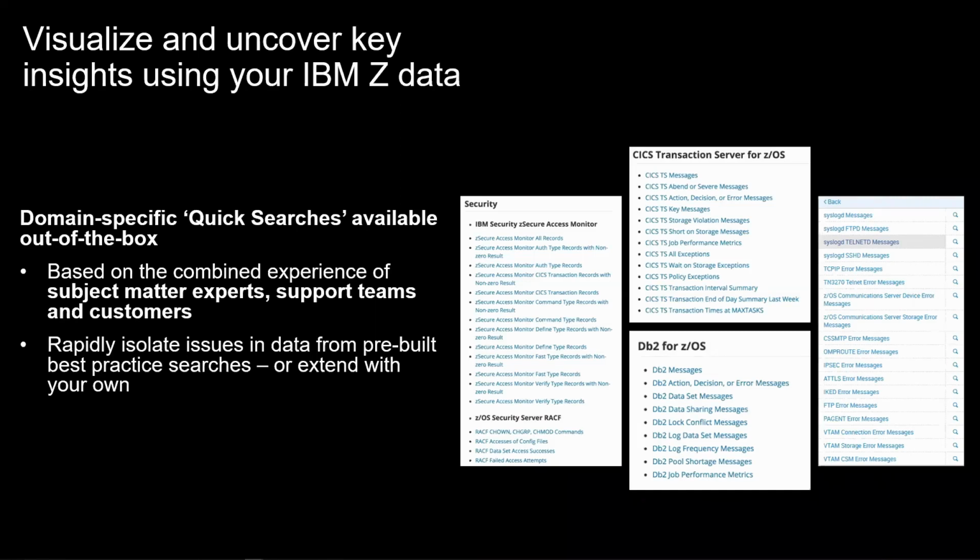So if we have a high-level overview of what we're seeing, we can drill in and see what could possibly be going on within the system by quickly searching through the messages, and we'll get a simple set of results that come from this.